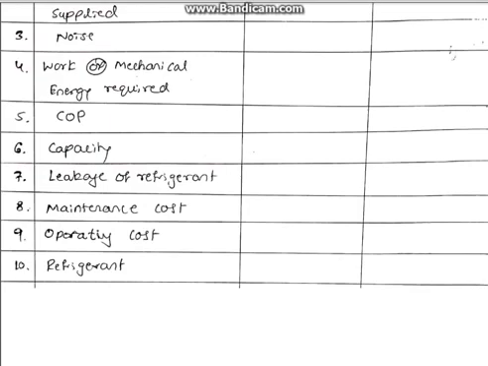Next point, operating cost. The operating cost is high in the case of a VCR system since electrical energy is expensive, but in the case of a VAR system, the operating cost is less. Last one, refrigerant used. The refrigerant used in the VCR system is Freon 12 or 22, but in the case of a VAR system, it is ammonia.